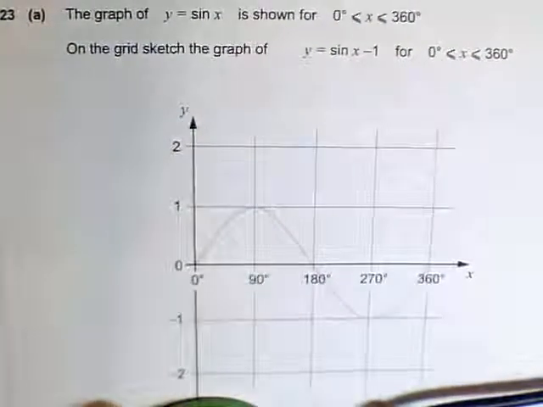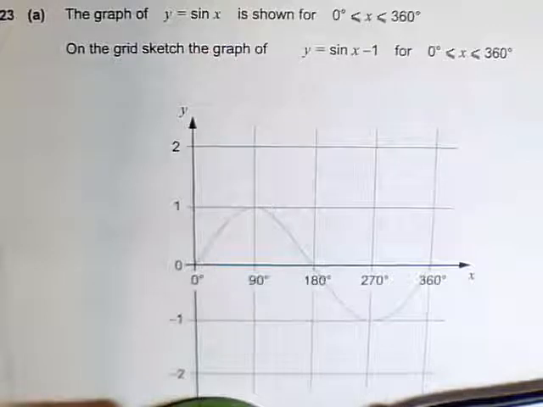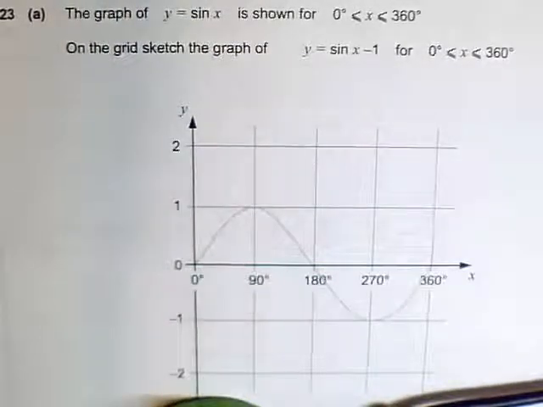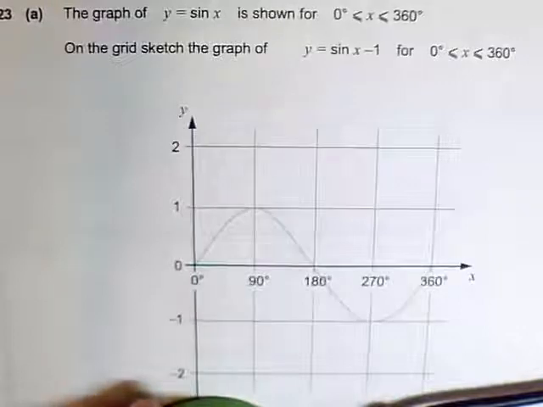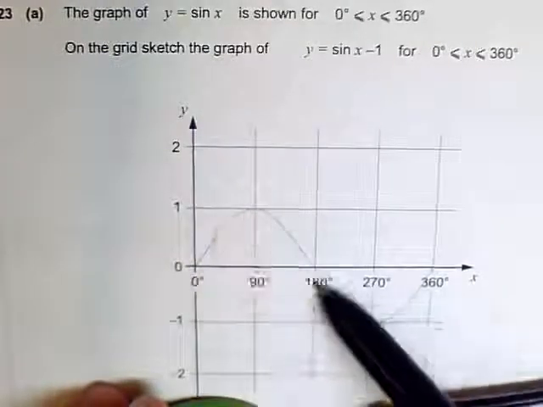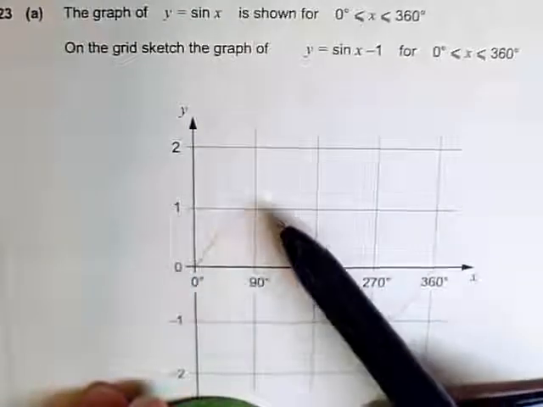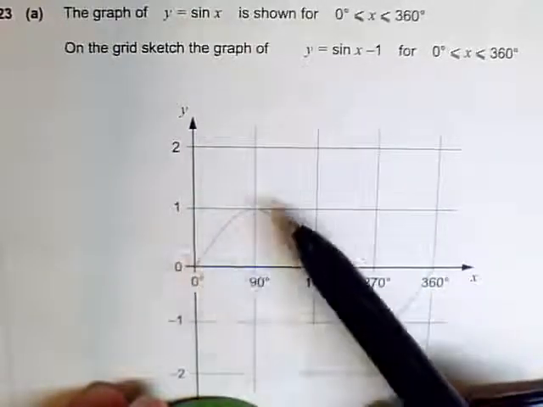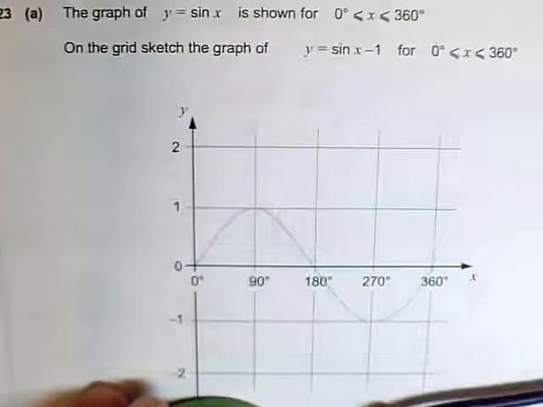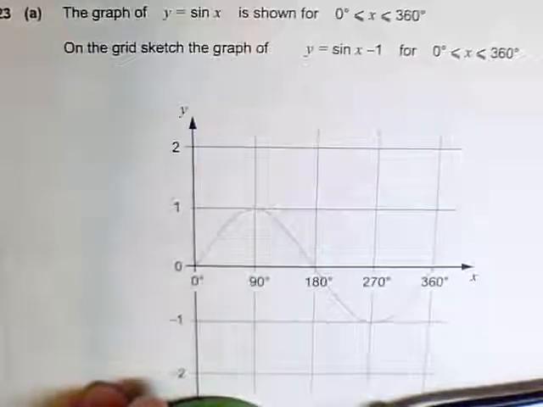Question 23. The graph y equals sine x is shown for the values of x between 0 and 360. On the grid, sketch the graph y equals sine x minus 1. So this graph here has been drawn for us, but just be aware that you could be asked to draw this from memory. So this is a graph that you need to learn. Okay, y equals sine x, cos x, and tan x, you need to learn.